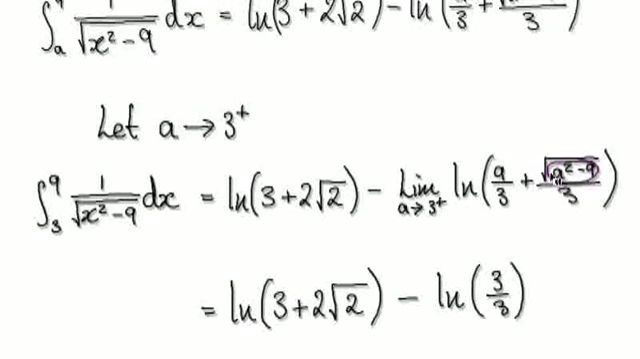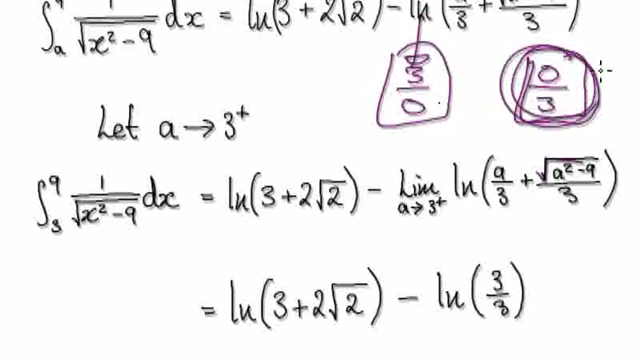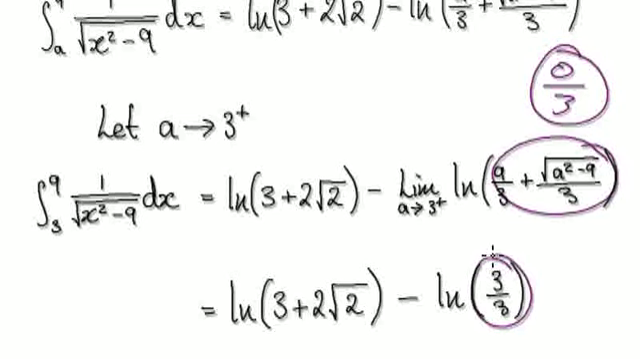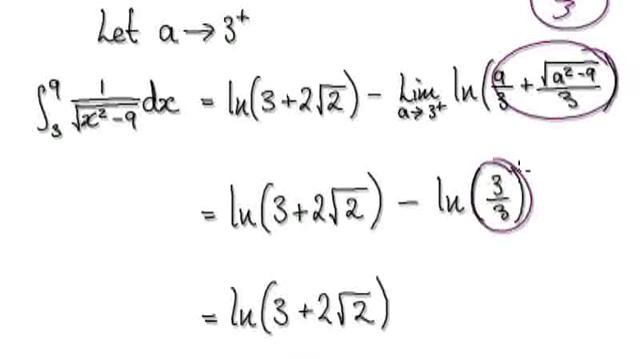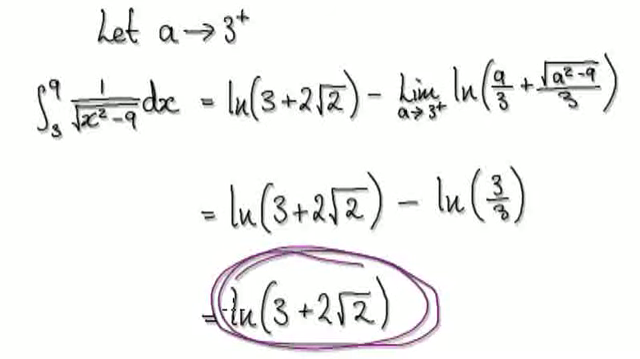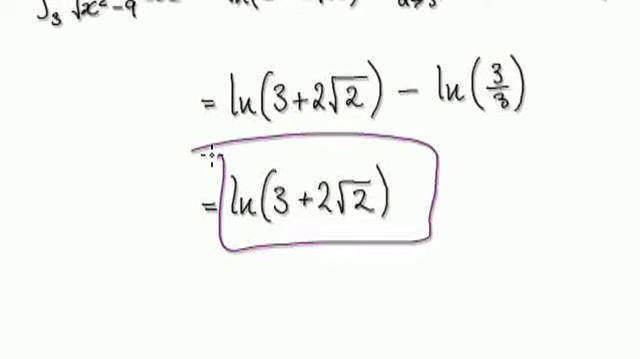9 take away 9 would be 0. Square root of 0 would be 0. 0 over 3 is a legitimate answer. It doesn't break down. It's not like 3 over 0, which does break down. So it's a legitimate answer. This whole thing here will then become this. Natural log of 1 is 0, so we can pretty much ignore this. So our overall answer will be this thing here. So this is your final answer.